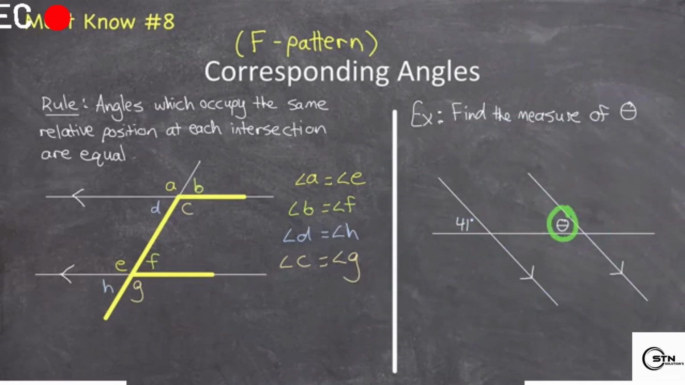To find theta, I noticed that theta and 41 degrees are equivalent because they're corresponding angles. And I can see that more clearly if I draw the F pattern. In that F pattern, I know these angles inside of the F are equal to each other. So theta must equal 41 degrees.